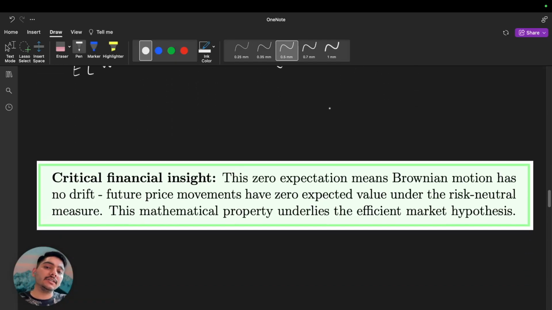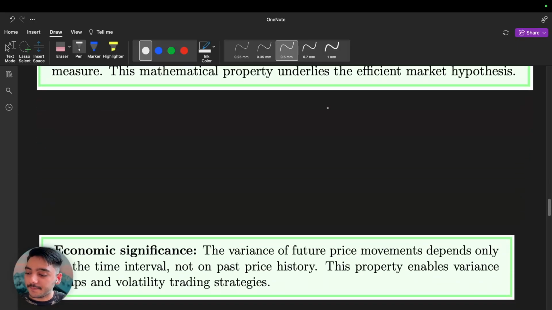So the critical financial insight is that the zero expectation means Brownian motion has no drift. Future price movements have zero expected value under a reasonable measure. This mathematical property underlies the efficient market hypothesis.